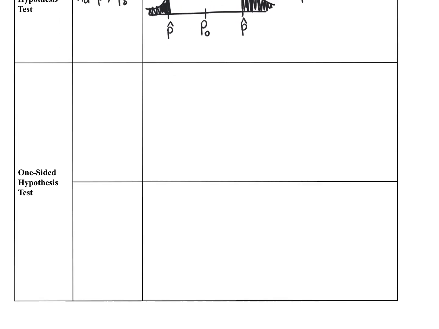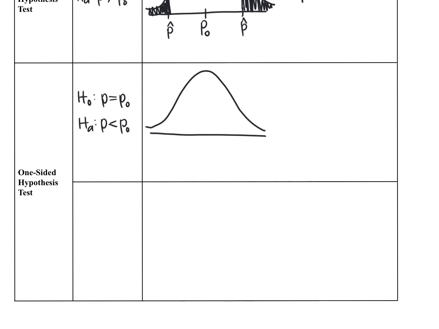Next, we're going to look at our one-sided hypothesis tests. So the first one we're going to look at, our null hypothesis is always P equals P naught. Our alternative hypothesis is going to be that P is less than P naught. So when this happens, we still have our normal curve, we have our P naught, but in this case, our P hat is less than. So our P value is just the shaded area below.